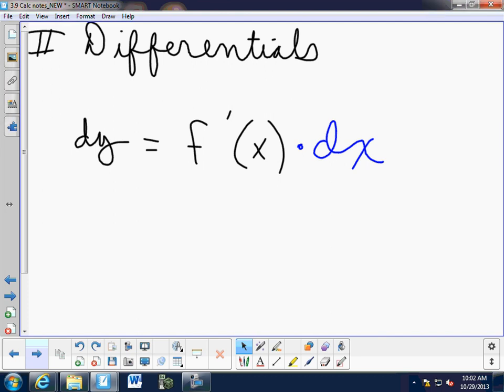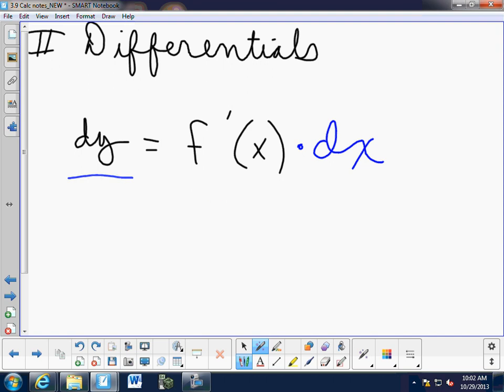And so, look what this is saying. The difference in the y values is going to be related to the slope and the difference in the x values. In other words, how far over you go multiplied by the rate at which you're going up is going to tell you something about how high up you go.